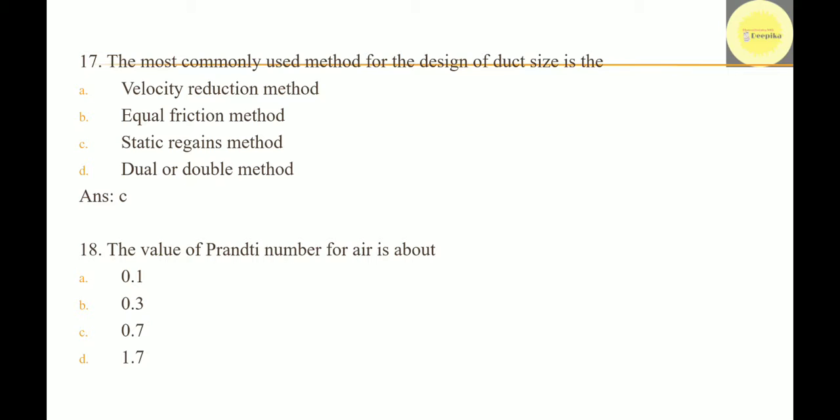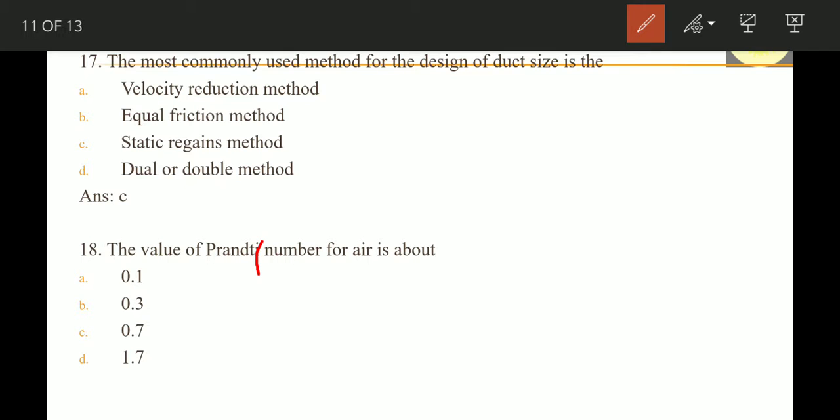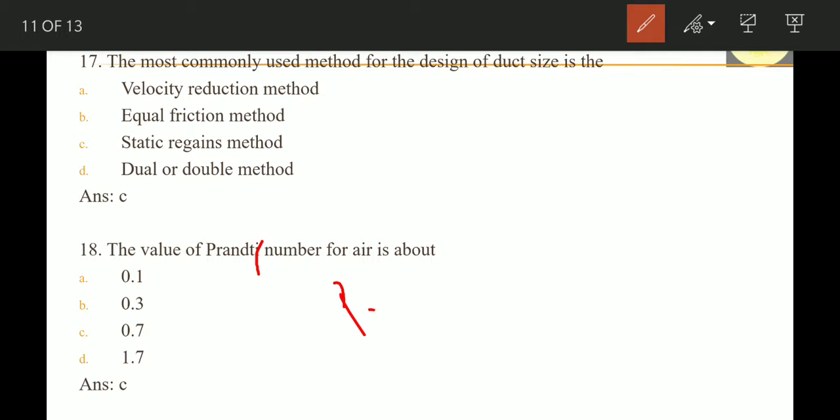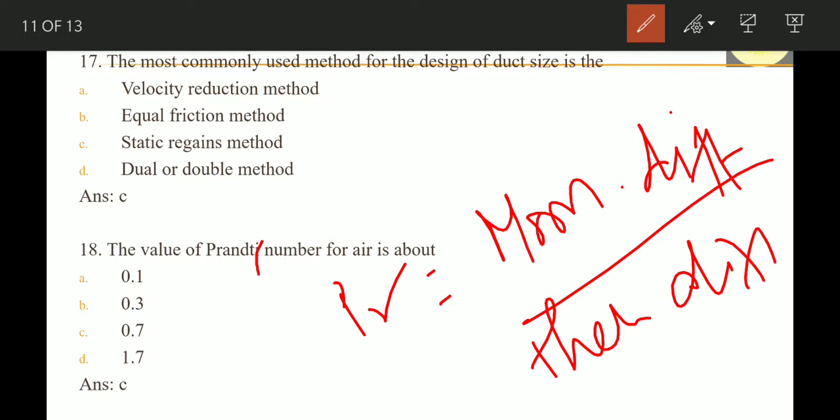Next question is, the value of Prandtl number for air is about, so the correct answer is option C, 0.7. So Prandtl number is basically a ratio of momentum diffusivity upon the thermal diffusivity. So Pr equals momentum diffusivity upon thermal diffusivity.